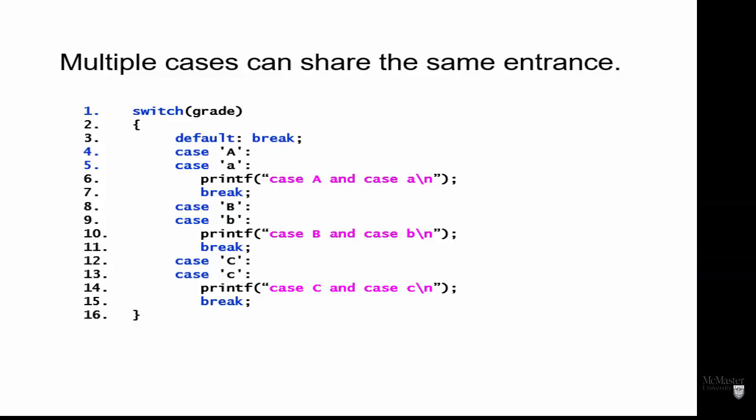If this is not clear, assume that I'm a user, I'm using this program, I enter A capital. What would you expect as an output? Case A and case B, right? This would be your output. What if I enter A small? This also will be your output. Is that clear?